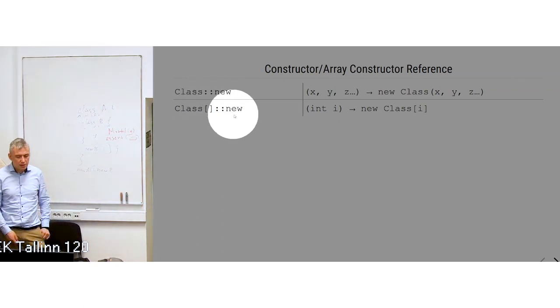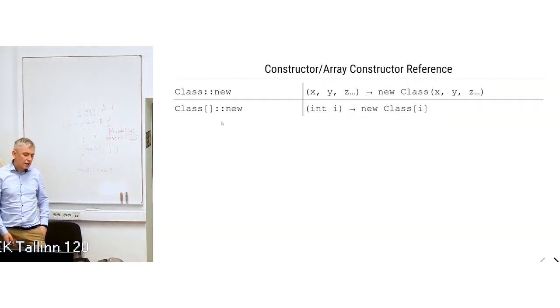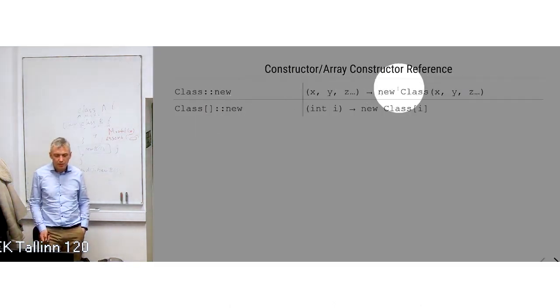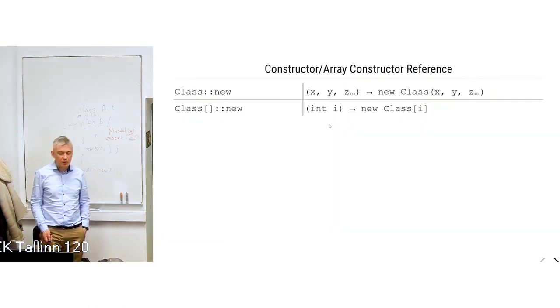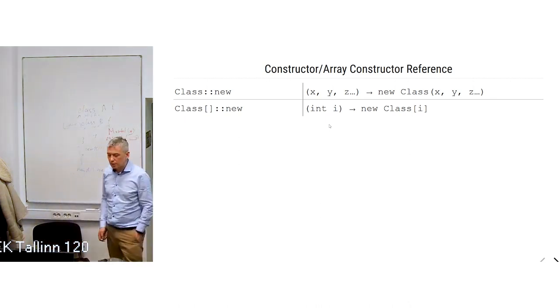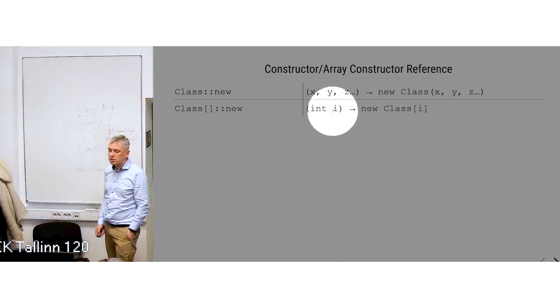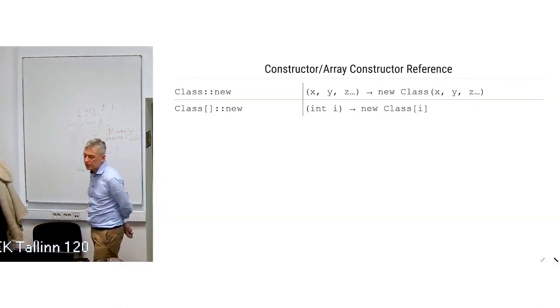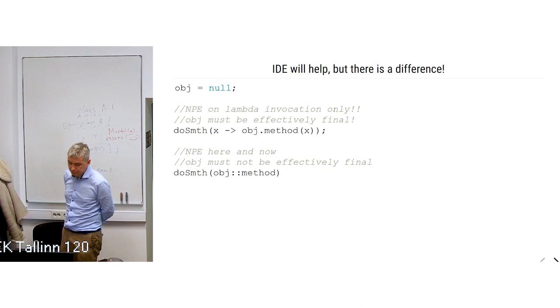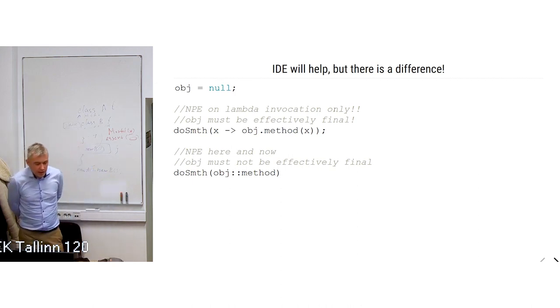And this one is tricky, and it's very rarely used, but still it's there in the Java language. You can use an array constructor reference. It works like this. The first argument is going to be an integer, of course. It's going to be the size of the array that you want. So this is just a lambda that accepts an integer as its first argument, and you will get an array of the class with a given length.